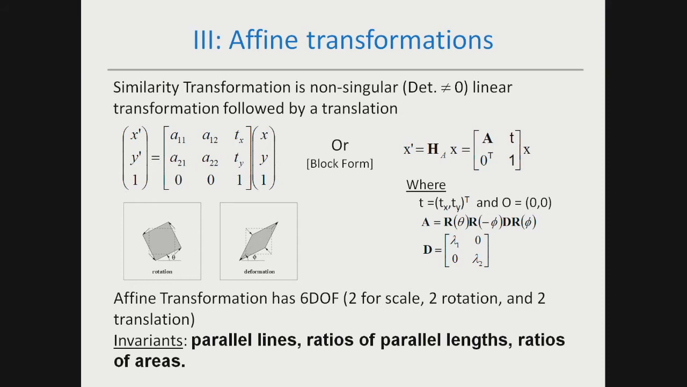If we write it as a block matrix, the translation T is as it was before, this is 0, and the requirement is that A should be a combination of rotation and scale. And then we have the translate. Now, this kind of transformation is what we call the affine or the geometric transformation. What's the invariant? First of all, let us see how many degrees of freedom we have.